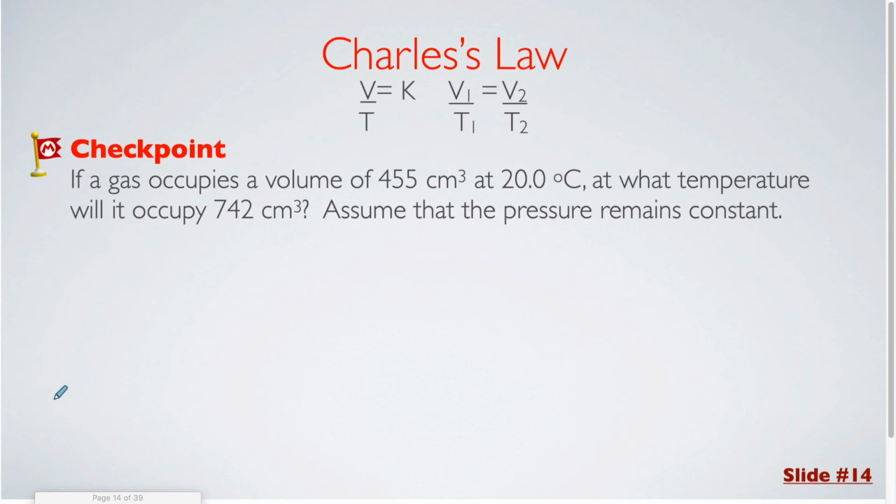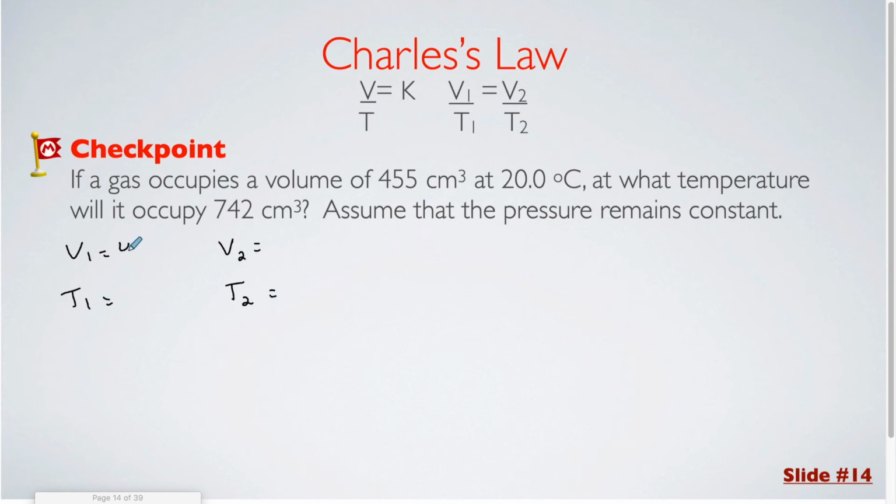In our second Charles' law calculation, this time we have a gas occupying a volume of 455 centimeters cubed at 20 degrees Celsius. We're looking for the final temperature if it occupies 742 centimeters cubed. Assume that pressure remains constant. So I have volume and temperature, volume and temperature.